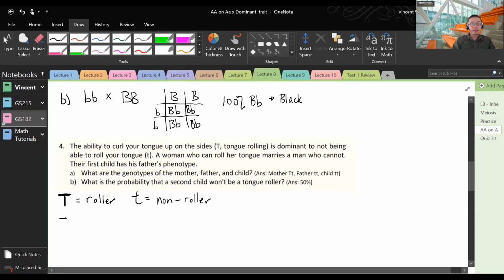So again, you don't really have to do this part if you already understand, but it helps sometimes if you are new to this. Big T, right? Pure roller and hybrid roller, right? Regardless, both of these would be roller. And then small t would be non-roller. Okay, non-roller.